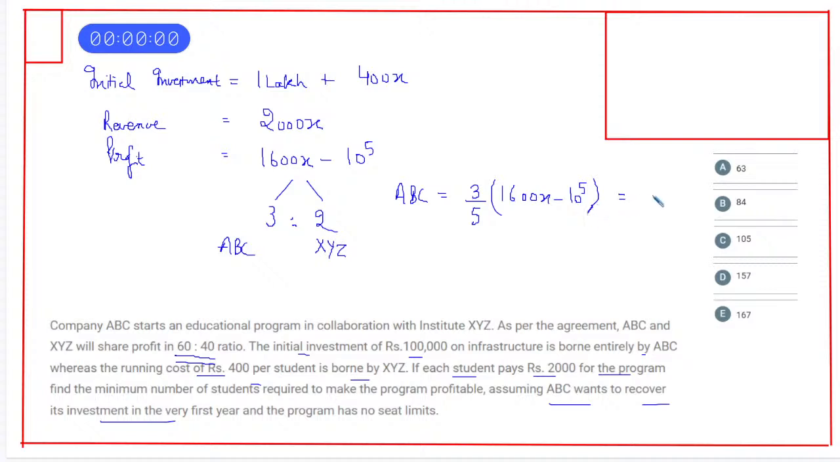And this must be equal to his initial investment, which is 1 lakh, that is 10 raised to the power 5 itself. So from here I can find the value of X. So this is 4800X minus 3 into 10 raised to the power 5 equals 8 into 10 raised to the power 5.